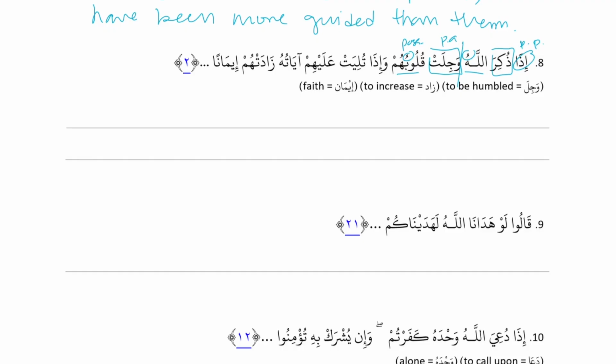And then wa idha tuliyat. So this is the start of another conditional sentence? Right, because we have idha, so it's another conditional sentence. Okay, and then tuliyat is our action. It's past. It's also passive because of the ui. Good. Tuliyat, past passive. And then alayhim is a noun. Him is not related to ayatu because him is specific and ayatu is general. Good. Ayatu is general and hu is specific, so those are possessive.